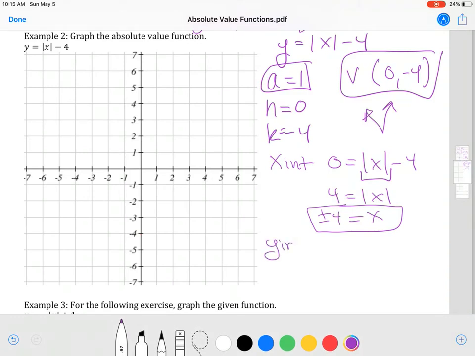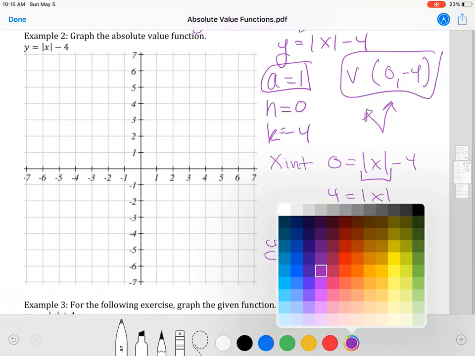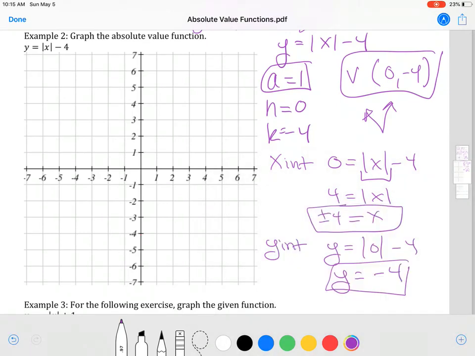Okay, now I have to find my y-intercept. That's the value of y when x is 0. So I have to plug in 0 for x. And I'm going to discover that the absolute value of 0 is 0, and then I subtract 4, and my y-intercept is negative 4. So when I plot all this on my graph, here's my y-intercept at negative 4. My 2 x-intercepts are at positive and negative 4. My vertex is at (0, negative 4). So my vertex in this case is my y-intercept. And when I put that all together, I get my V.